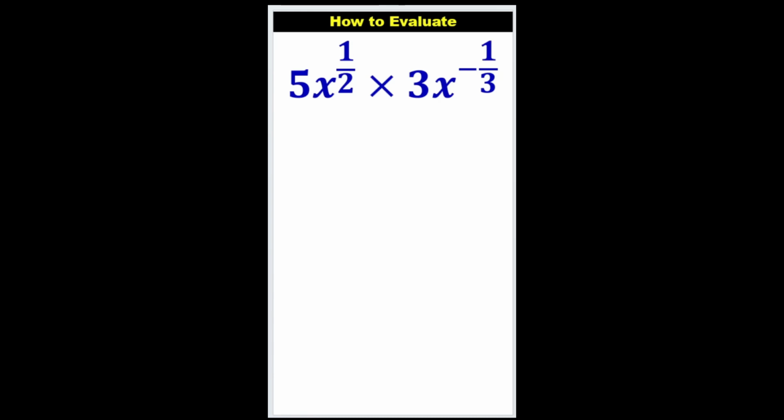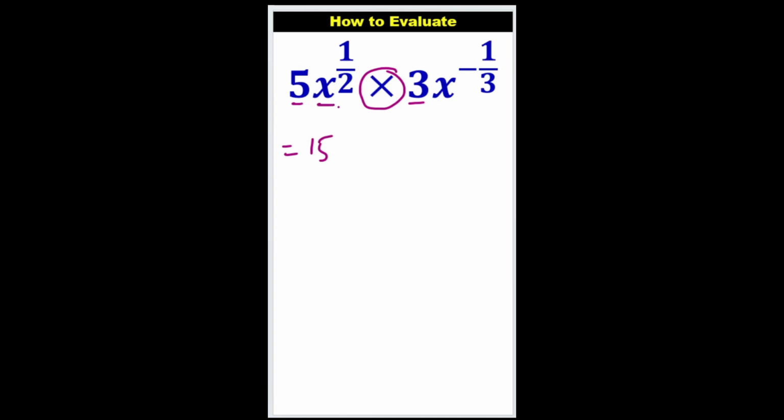How to evaluate 5x to the power 1 by 2 times 3x to the power minus 1 by 3. So it's not a hard thing. Look, this is 5 and here is 3. 5 and 3, if we multiply, it will become 15.